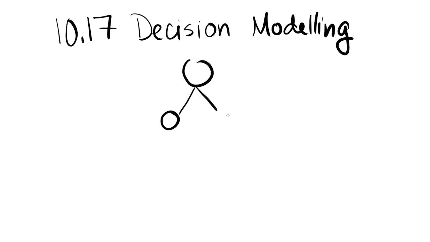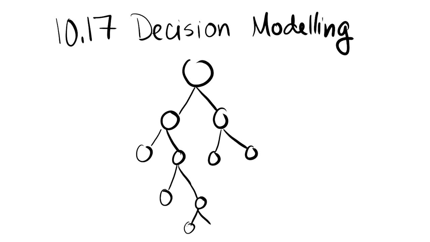10.17, decision modeling is more focused on visualizing how decisions are made and the outcomes. The decision model would theoretically be a big cascade of business rules.